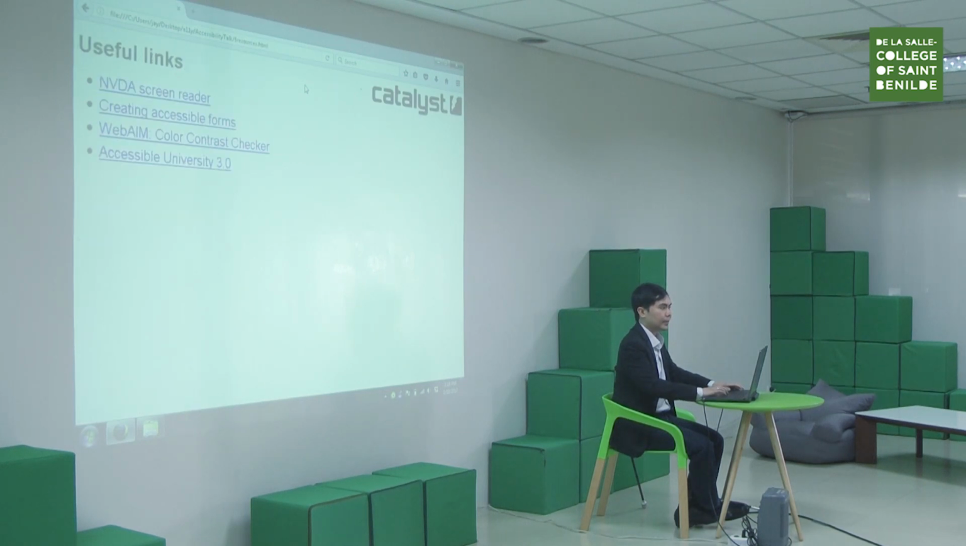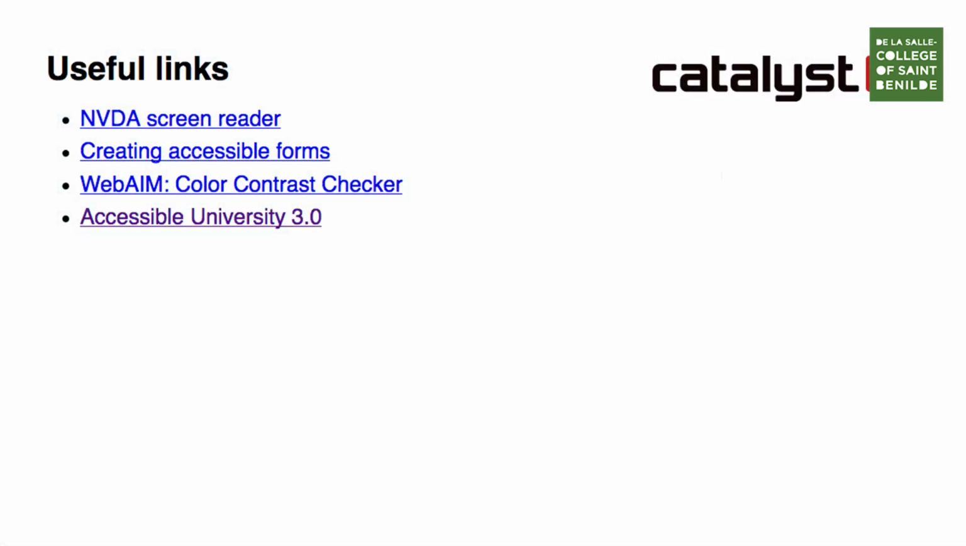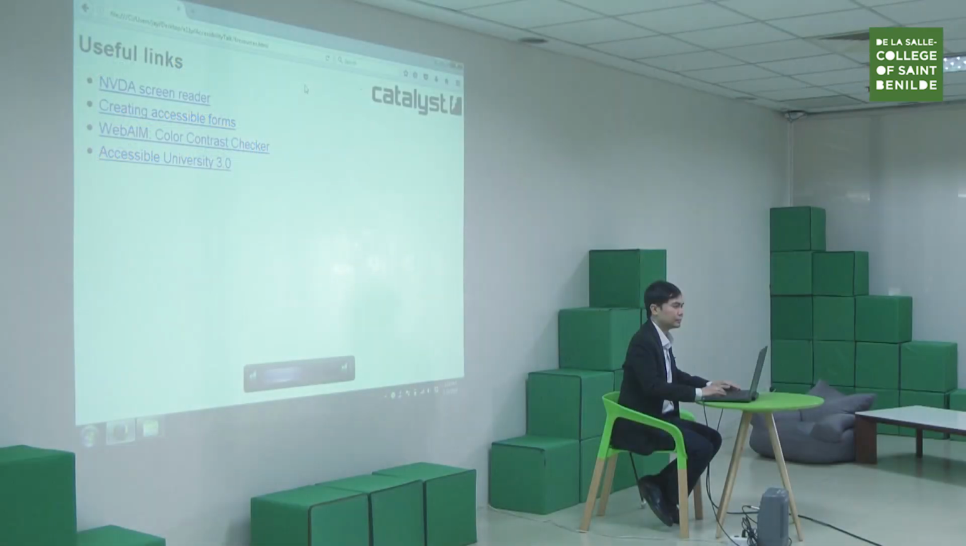So after talking about accessible web forms, let me finish up with some useful links that you can visit right now. Heading level 2, useful links. List with 4 items. Link NVDA. Now, the first useful resource would be the homepage for NVDA.